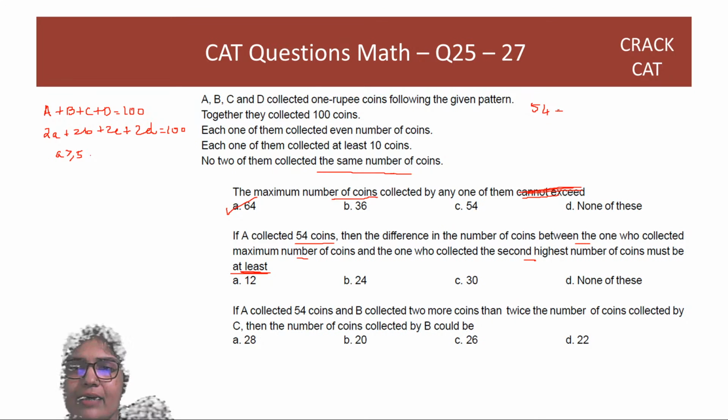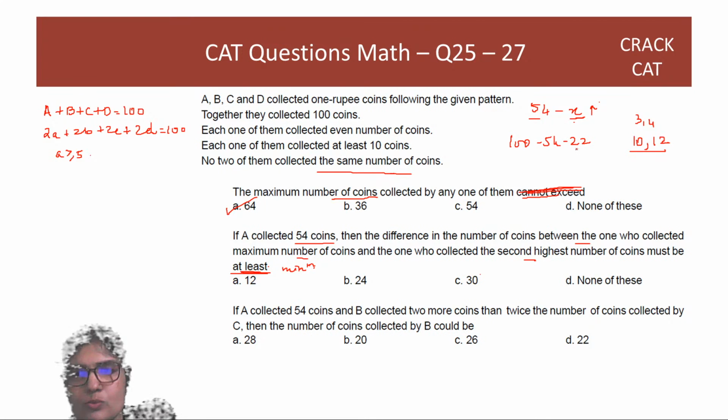So the second highest, let's call that X, has to be as high as possible, then only the difference between them will be minimum. To make the second highest as high as possible, the third and the fourth will be as low as possible. So one person will have 10 coins, one person will have 12 coins. So 22 coins are used up, and 54 is also used up. So the third guy will get 100 minus 54 minus 22, which is 24. So X is 24 and hence the difference between 54 and 24 is 30.